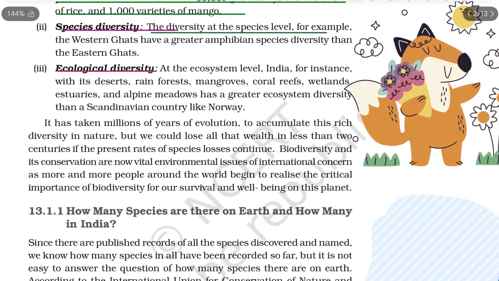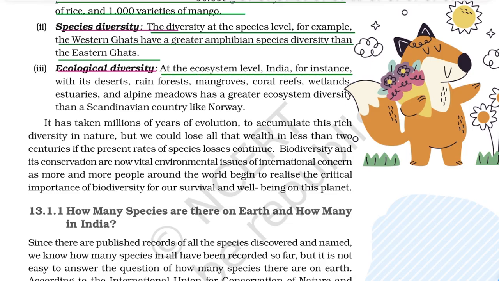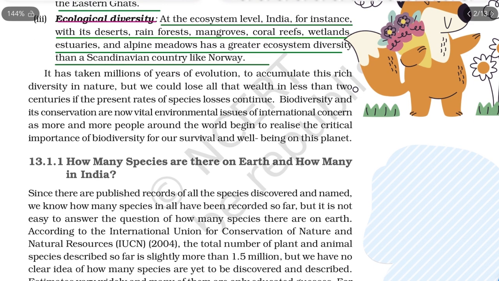Species diversity. The diversity at the species level, for example, the Western Ghats have a greater amphibian species diversity than the Eastern Ghats. Ecological diversity at the ecosystem level: India, for instance, with its desert, rainforest, mangroves, coral reefs, wetlands, estuaries, and alpine meadows, has a greater ecosystem diversity than a Scandinavian country like Norway.